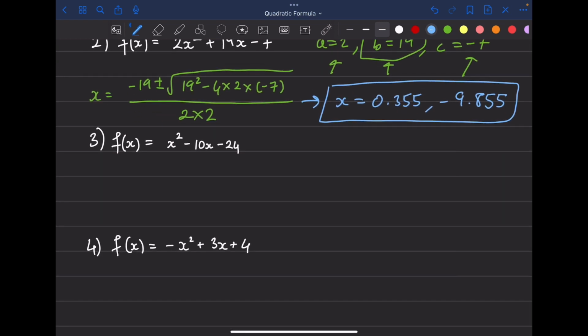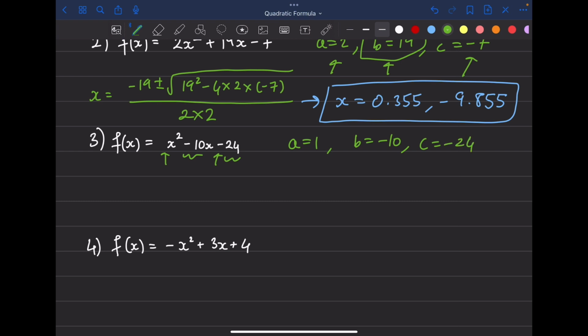Okay, question number 3, let's do the exact same thing. So first, let's declare what a, b, and c are. a is equal to 1 over here. b is equal to 10. No, it's negative 10. So b is equal to negative 10. And then c is equal to, once again, not 24. You have to include the negative, so negative 24.